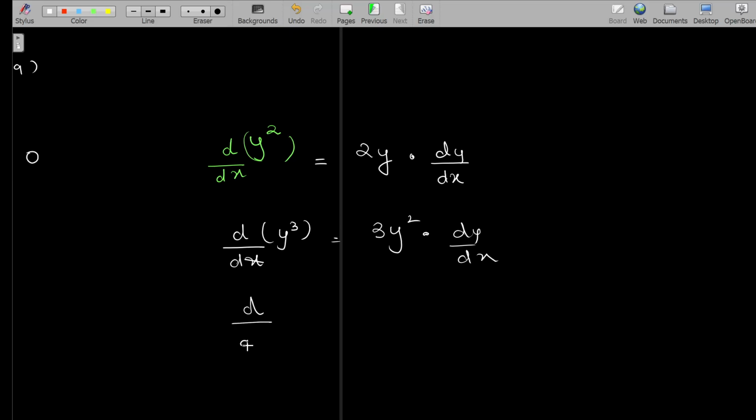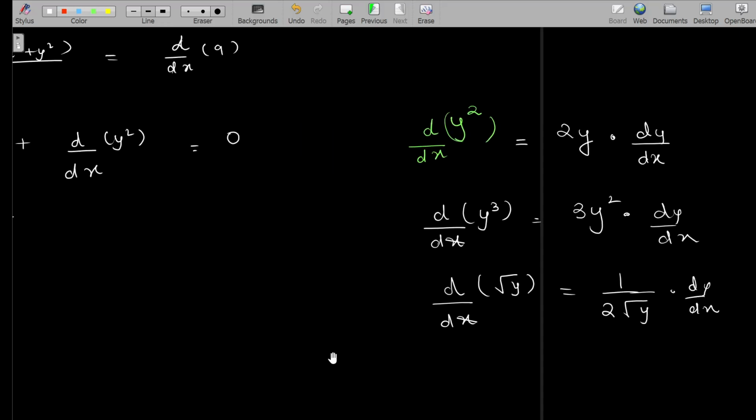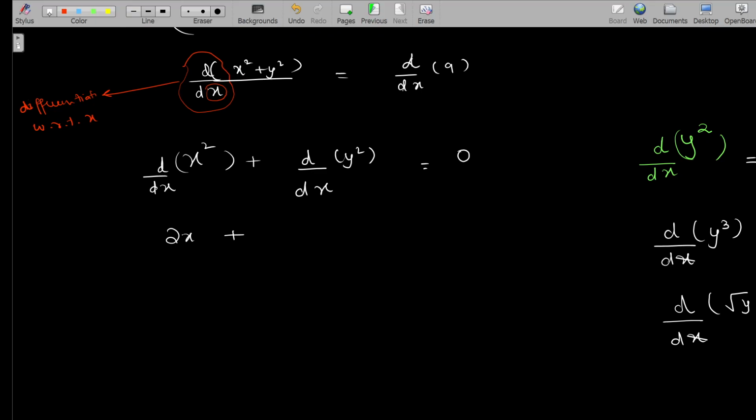Now can you tell me the derivative of root y, square root of y, with respect to x? So that would be, wait, 1 over 2 root y times dy over dx? Yes, 1 over 2 root y times dy over dx. Okay, so let's do this.